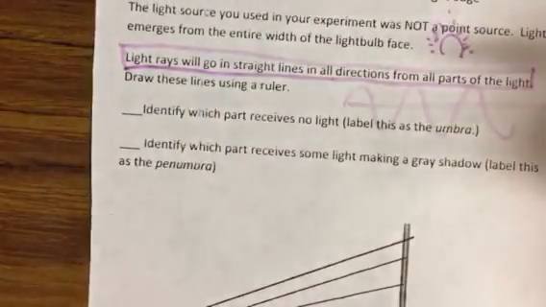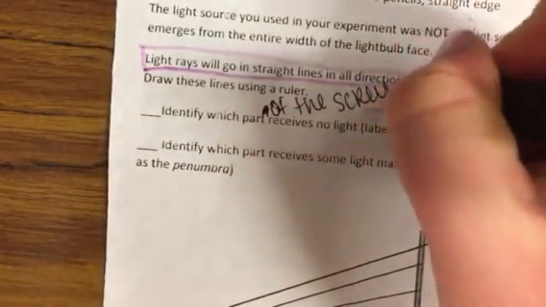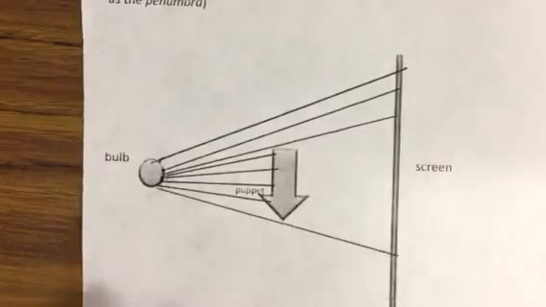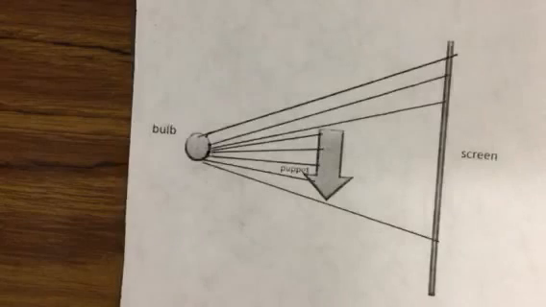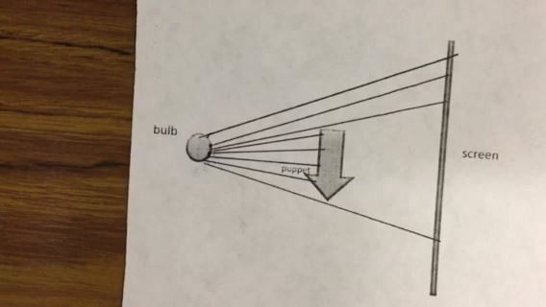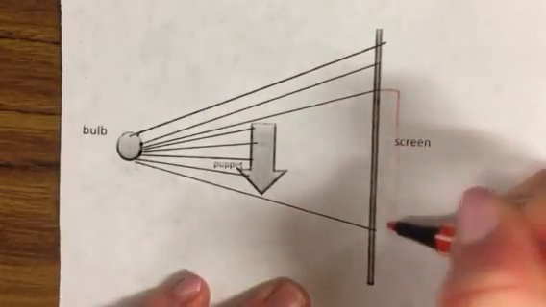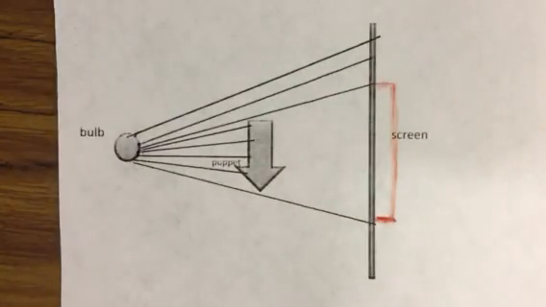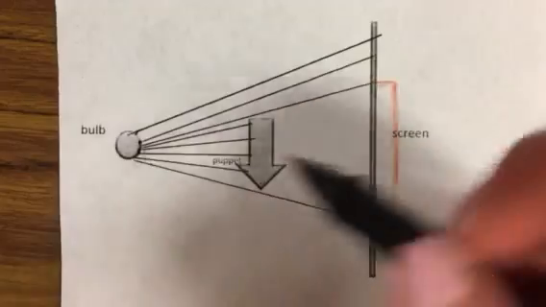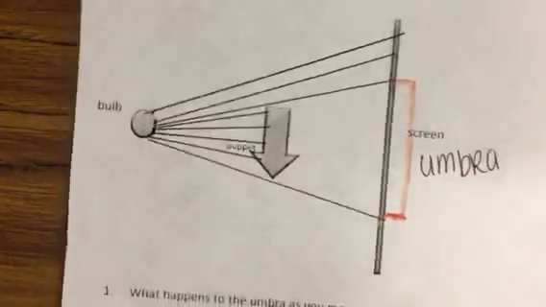Then, when it says identify which part of the screen receives no light, you're going to label this on the screen itself in 2 different colors. Your diagrams need to have the light rays going out on this other side. I'm just not drawing it for sake of time. So, I'm going to take one color and label this right here the umbra. The reason that I'm labeling this the umbra is because this is where the screen receives no light from the bulb itself because the puppet is obstructing it. So this is the umbra of a shadow.